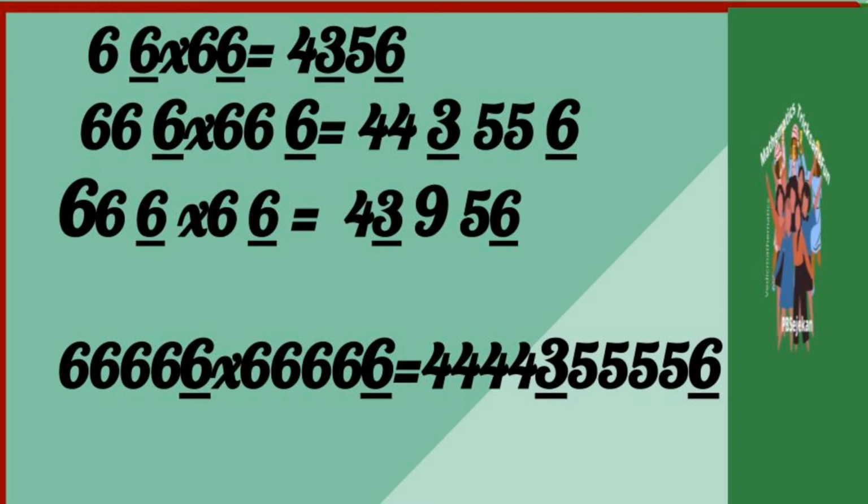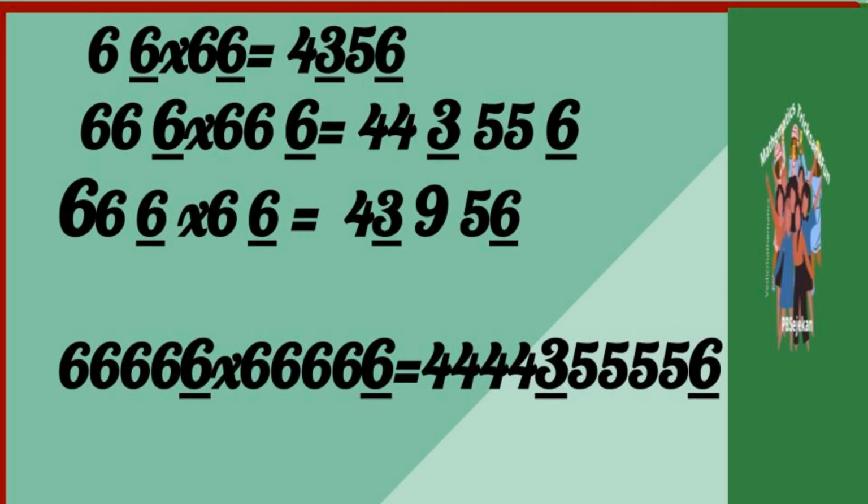In the second question, there are 6 digits. So, calculating as taught earlier, the answer is 443556. When 1 6 is in extra on one side, like 666 multiplied by 66, the answer is 43956. If we follow the method and use the code, we can square however long the number with 6s we get.